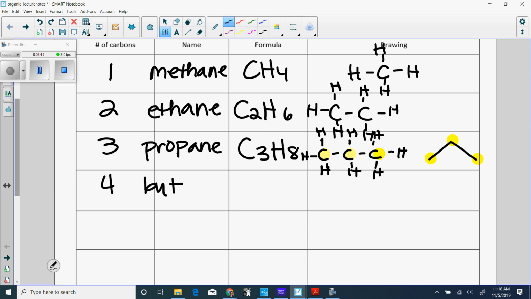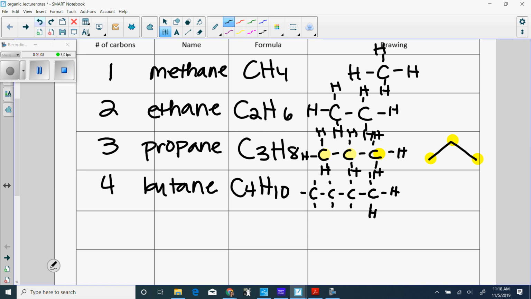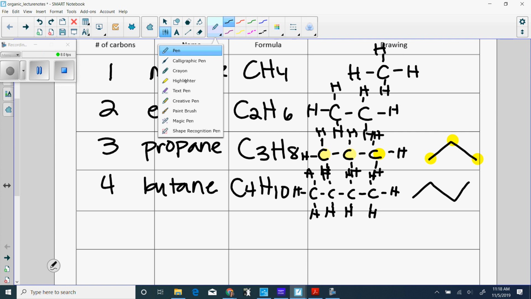4 carbons is called butane. C4H10, just like, oops, I wrote 18. Just like our lab. So 4 carbons. Each carbon gets 4 bonds. So that is where our 10 hydrogens come from. 1, 2, 3, 4, 5, 6, 7, 8, 9, 10.